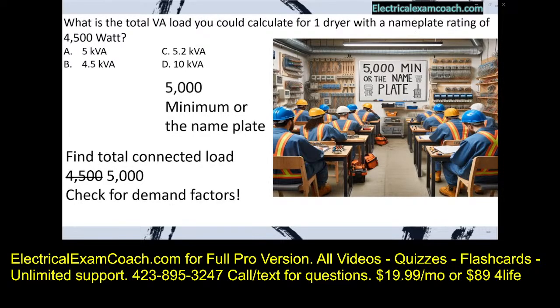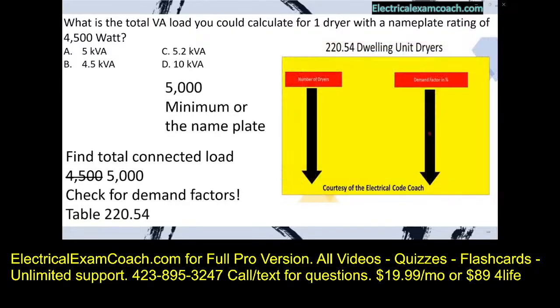Now, we check for demand factors. For this, we're going to head to table 220.54. And we're going to find that 1 through 4 dryers, it's at 100%, meaning that there is no demand factor. And we just select A. Great job.